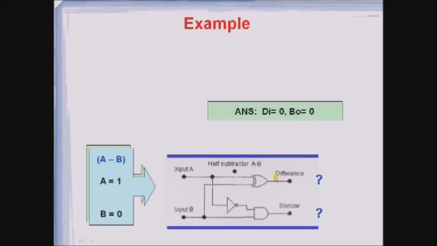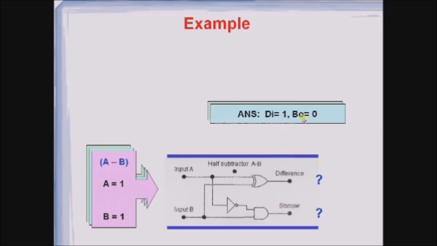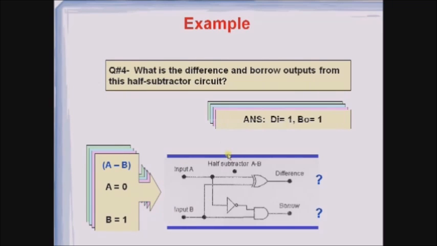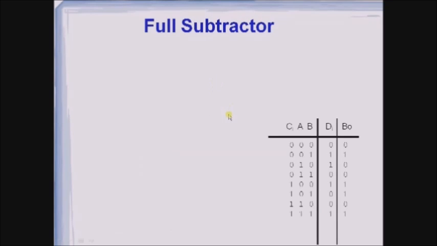The output is 1, and here borrow is getting an input from A, which is given through a NOT gate, therefore the output of the NOT gate is 0 and input B is 0, then the output is 0. So this is 1, 0. In the same way, if you substitute this condition, then you will get this answer. If you substitute this, the answer would be difference is 1 and borrow is 1. So this is how we will calculate this subtraction. This circuit is used for calculating the subtraction operation between two binary operands. Now let us see full subtractor.